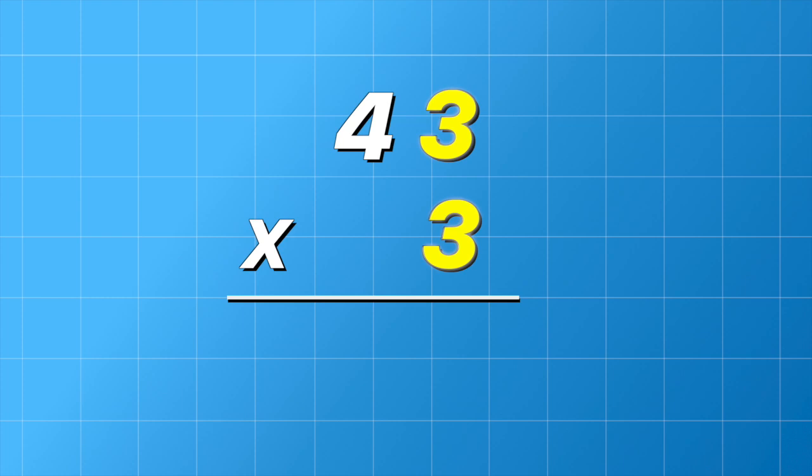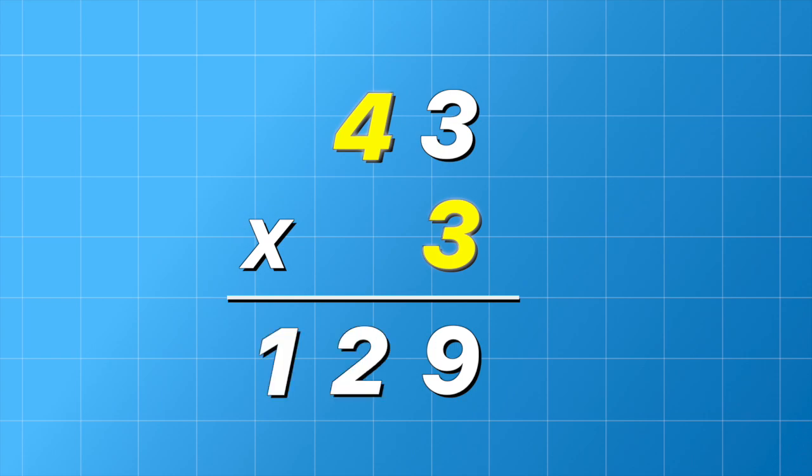Do you remember where the result is noted? The result is noted below the horizontal line, in the unit column. Next, I have to multiply 3 by the number of tens, which is 4. 3 times 4 equals 12. I write the result in the tens column.